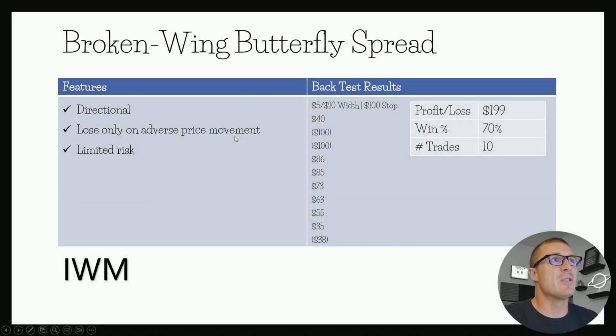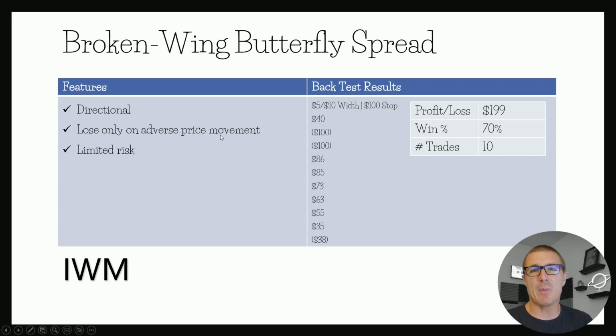And the next variation was a broken wing butterfly. You can see I used a little bit different structure here, $5. So I bought a long call out of the money or right at the money, and then $5 below that I sold 2 short calls, and then $10 below that I bought another long call, or vice versa if I had used puts. But the features, or some of the pros, of the broken wing butterfly was it's directional. It loses only in an adverse price move.